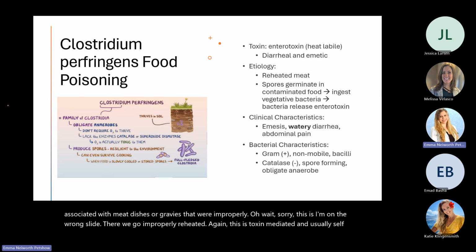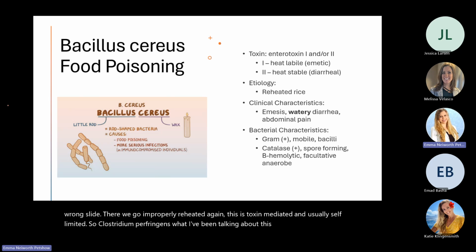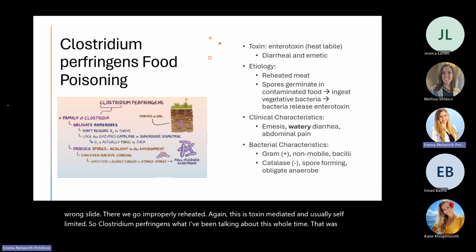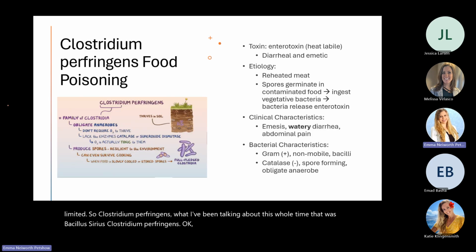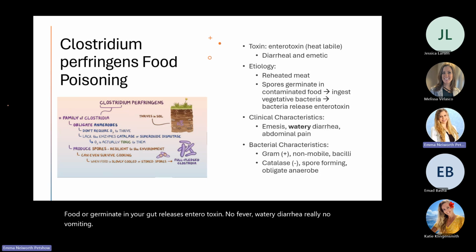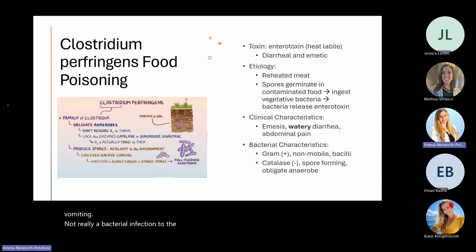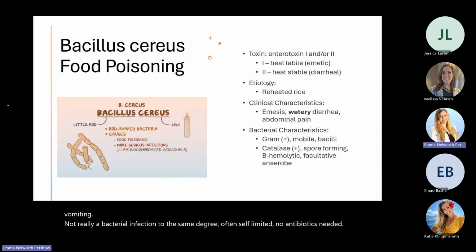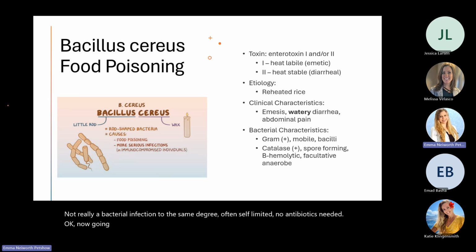So Clostridium perfringens, that's what I've been talking about this whole time. That was Bacillus cereus, Clostridium perfringens. Again, Clostridium perfringens travels in the soil, creates a little spore. Spores germinate in the food or in your gut, releasing enterotoxin. No fever, watery diarrhea, really no vomiting, not really a bacterial infection to the same degree, often self-limited. No antibiotics needed.